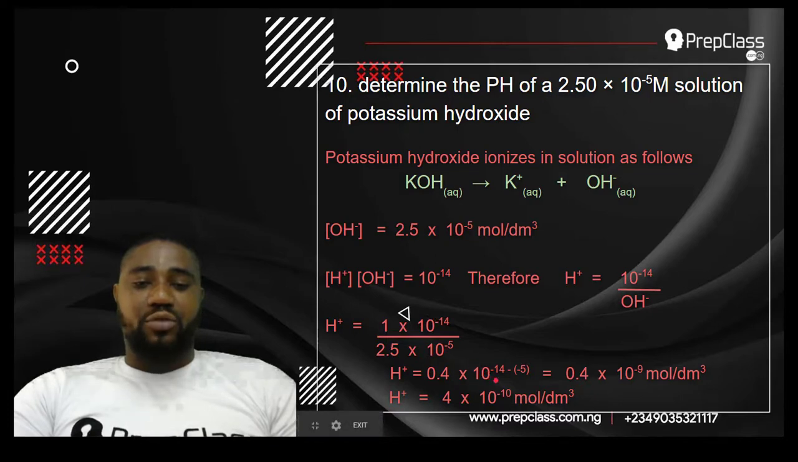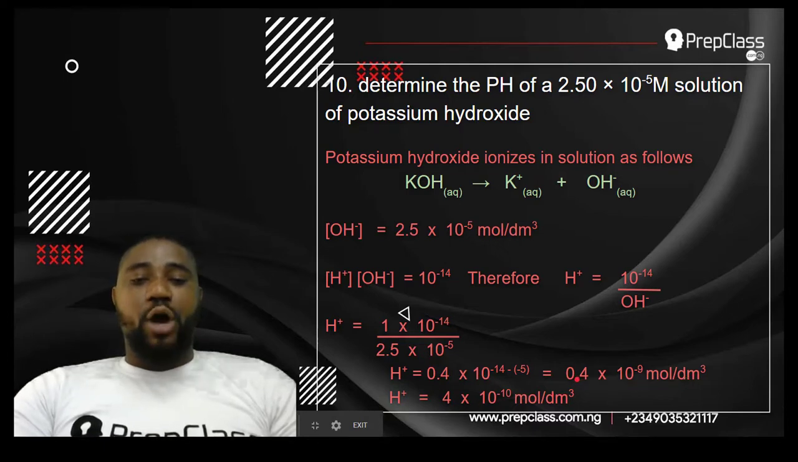So that's 10 to the power minus 14. This division in indices means what? Minus bracket. This minus 5 here, minus 5. So that's 0.4 times 10 to the power minus 14 minus bracket. Minus bracket means multiplication. Minus times minus is plus. So you have 10 to the power of minus 14 plus 5. Minus 14 plus 5 will give me minus 9. So that's 0.4 times 10 to the power of minus 9 mole per dm cube.